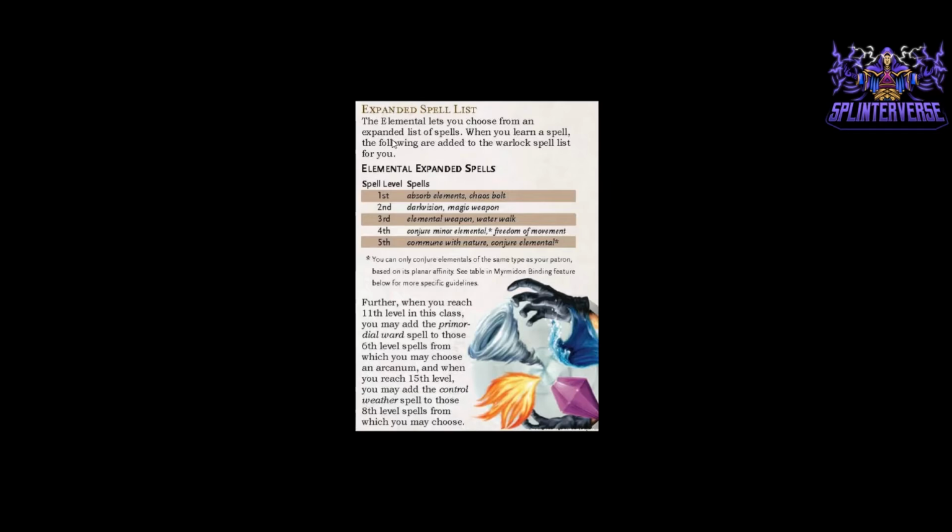So you get an expanded spell list. It says the elemental lets you choose from an expanded list of spells. When you learn a spell, the following are added to the Warlock spell list. So you've got things like Absorb Elements, which makes perfect sense, right? Elemental Weapon, Conjure Minor Elementals, Conjure Elemental, and some other fun spells in here too.